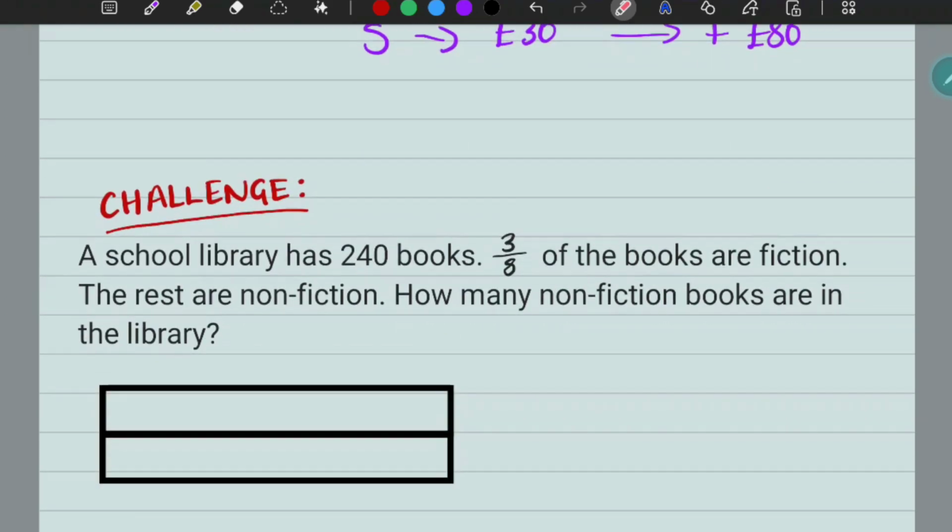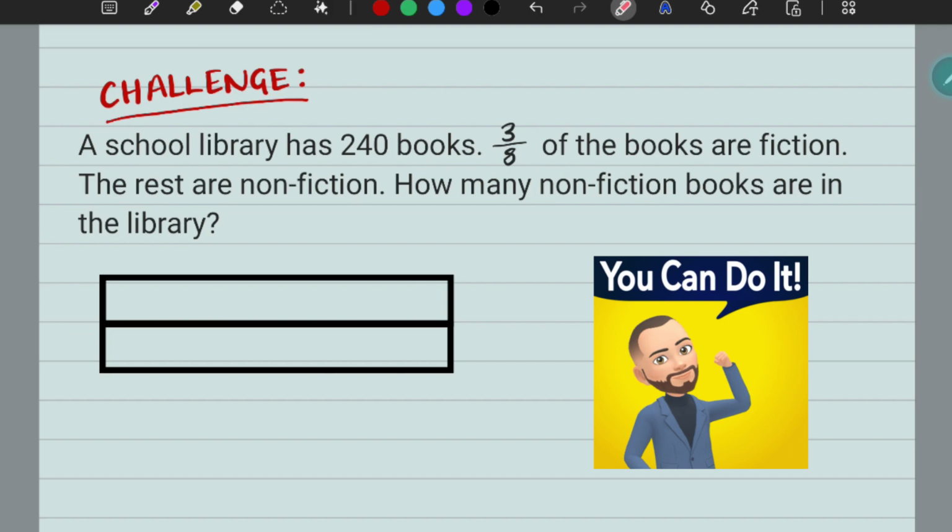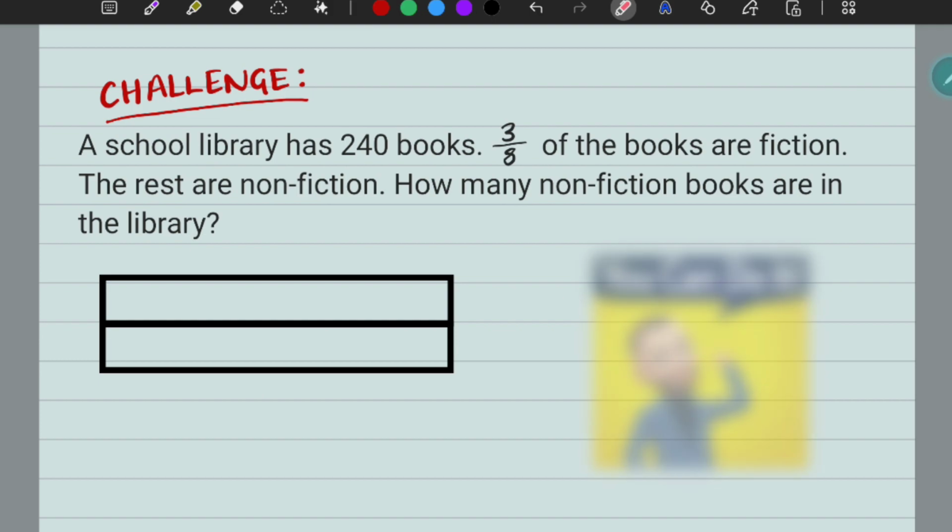Now at the bottom here, I've left a challenge question for you to give a go as well. So I would like you to pause the video here, give this question a go, let me know in the comments below your answer, and always try and give this bar model a try, because it can help to really put those worded problems into a practical and visual way.